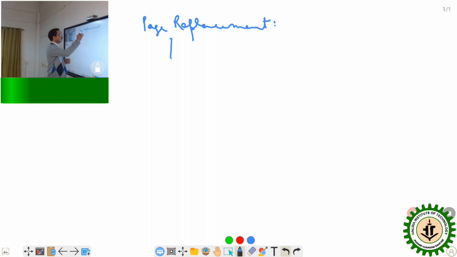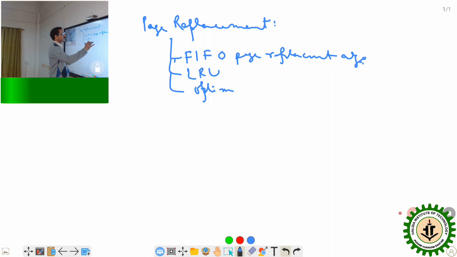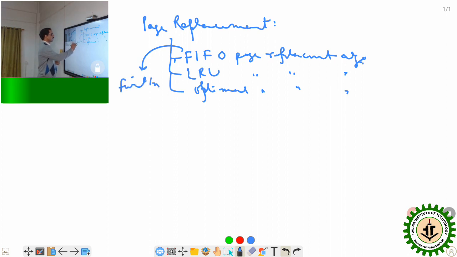There are different approaches for page replacement. The first and most simple one is FIFO, the first in, first out page replacement algorithm. The second one is LRU, and there is the optimal page replacement algorithm. There are other page replacement algorithms too. Today I am going to discuss the first one, the first in first out page replacement algorithm.